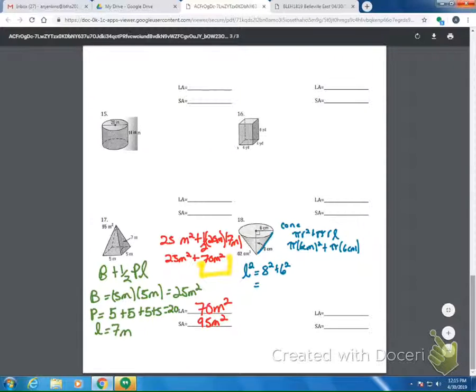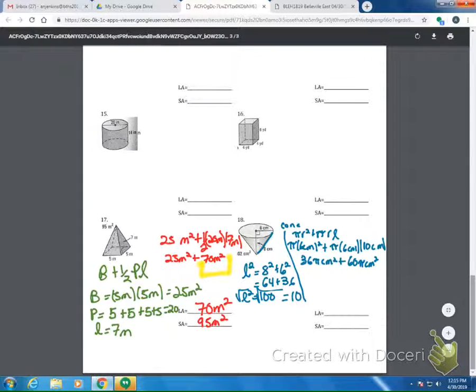8 squared is what? 64. What is 6 squared? 36. When you add 64 and 36, what do you get? 100. What's the square root of 100? 10. So then we put that 10 in over here. So now you have 6 squared, which is 36. 36 pi centimeters squared plus 6 times 10, which is 60. 60 pi centimeters squared.